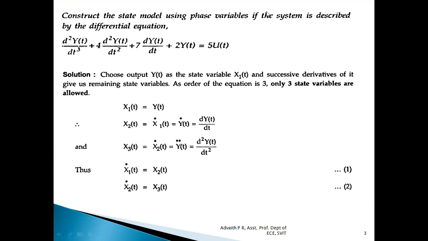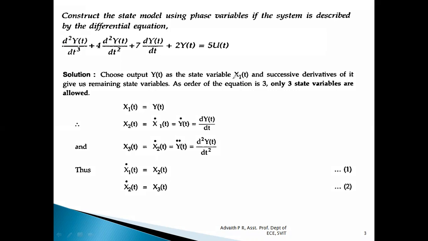Let us choose the output as y of t, and let us consider that y of t has a state variable called x1 of t. We'll be considering that the state variable of y of t is x1 of t, and the successive derivatives of it give us the remaining state variables. As the highest order of the equation is 3, we'll be having 3 state variables. Now let us consider the state variables one by one.